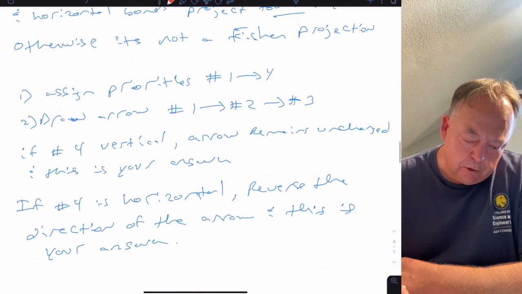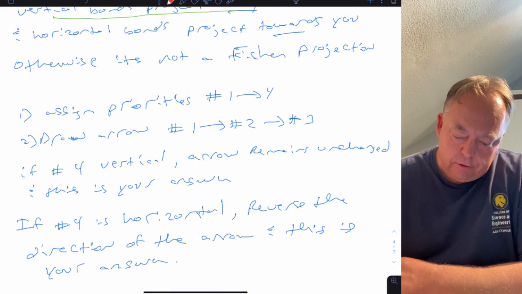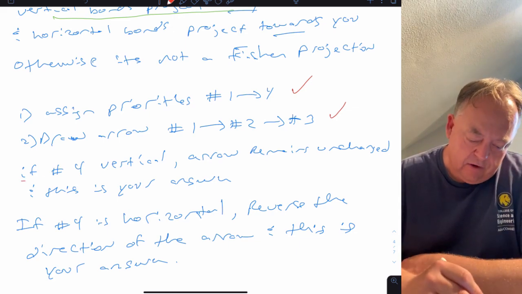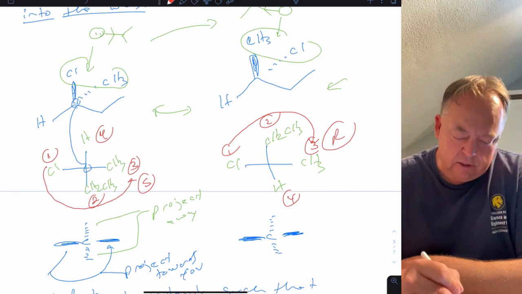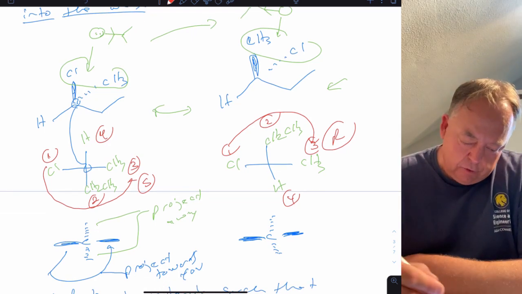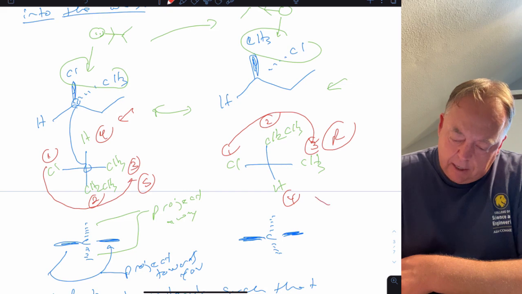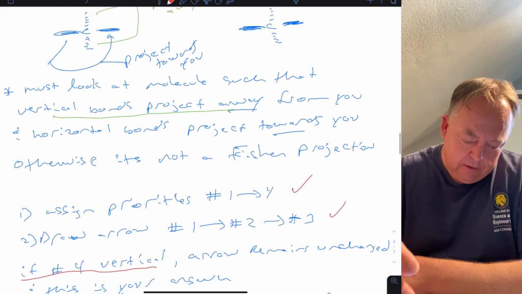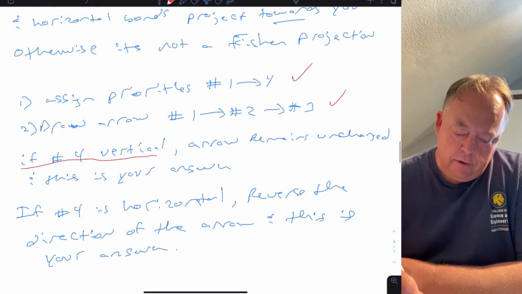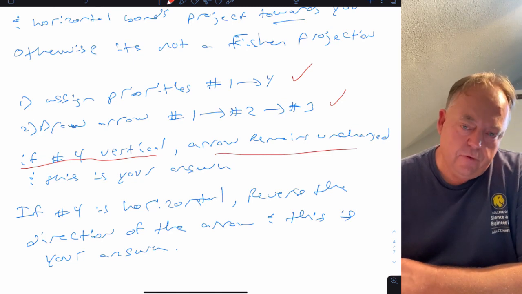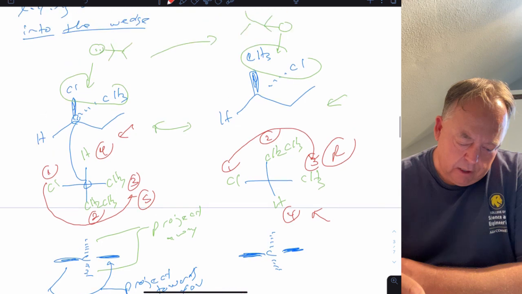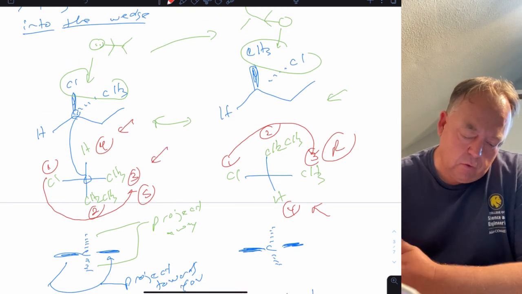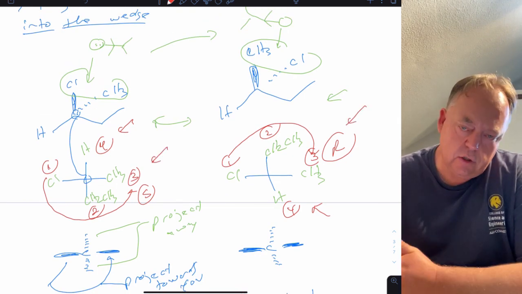So when you're doing Fischer projections, the rules are you assign your priorities 1 through 4, and you draw your arrow from 1 to 2 to 3. If number 4 is in a vertical position, which it is here, meaning it's top or bottom, in this case on top, in this case on bottom, but that's vertical, then the arrow remains. Whatever arrow you come up with from 1 to 2 to 3, that is your answer. So here 1 to 2 to 3 was counterclockwise, so it's S. Here it was clockwise, so it's R.